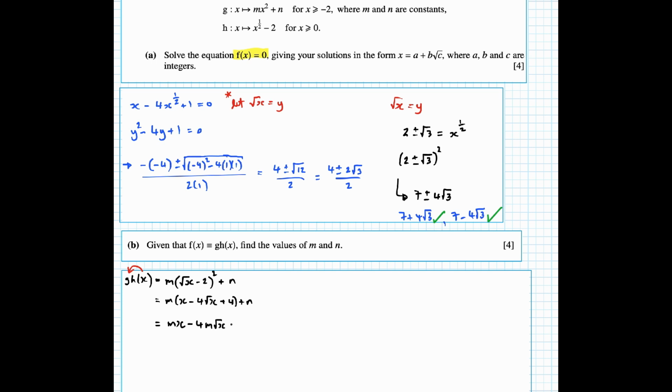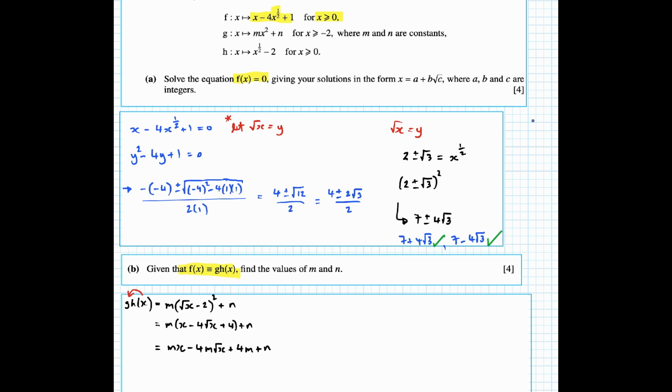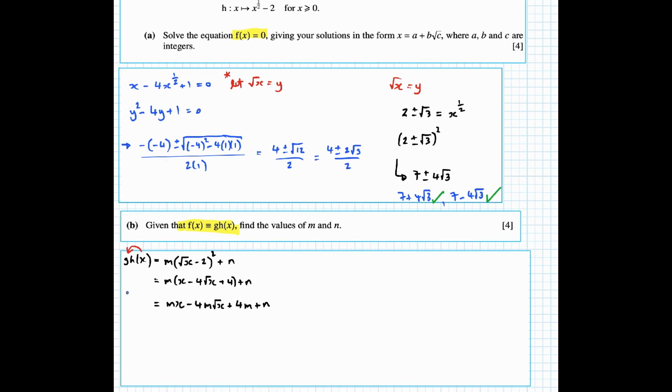There's another way of doing this, I suppose. You could equate the original f of x with the inside part of that bracket that we had there, but I'm going to factor out, so equating each part. So x minus 4 root x plus 1 was f of x, and we have there g of h of x was mx minus 4 mx to the half plus 4m plus n that we just wrote down there, and we can equate it in the way we do the variables.